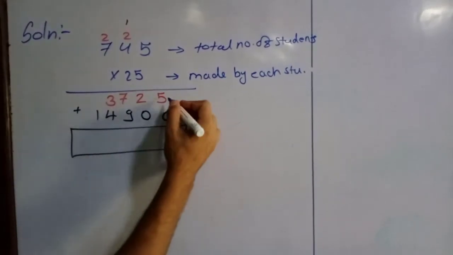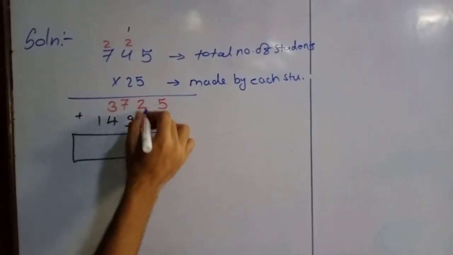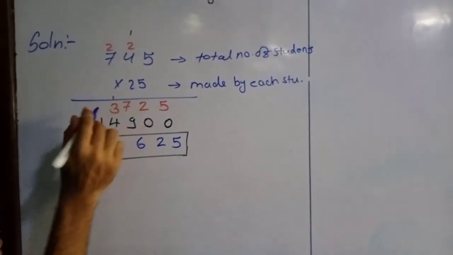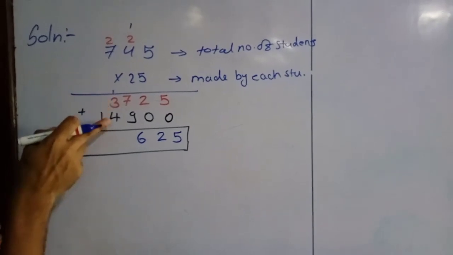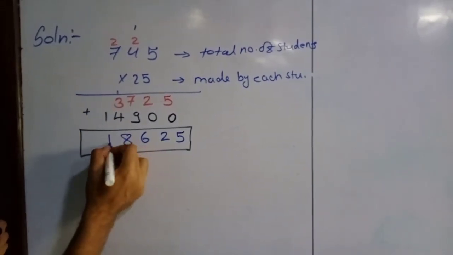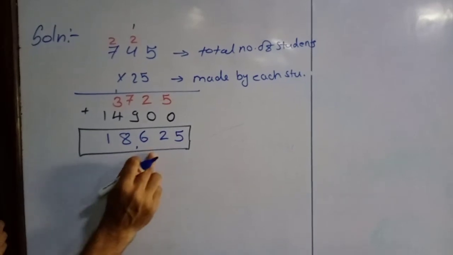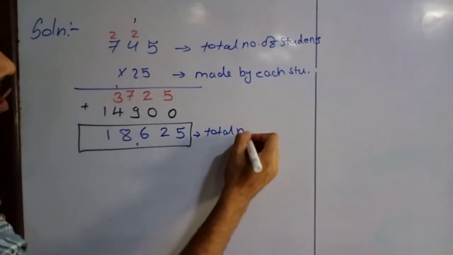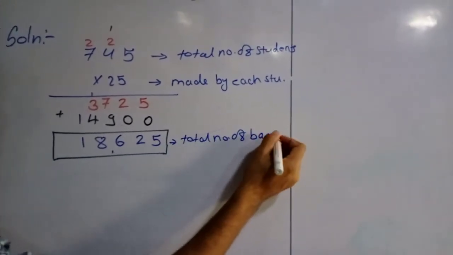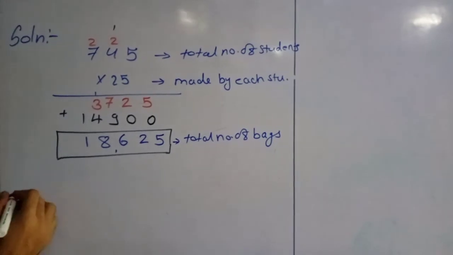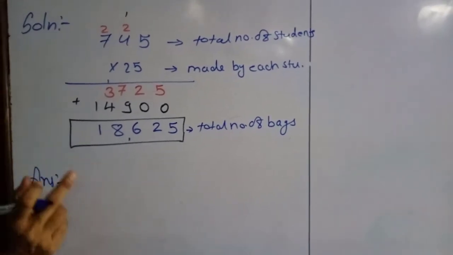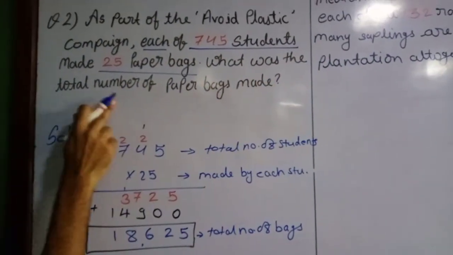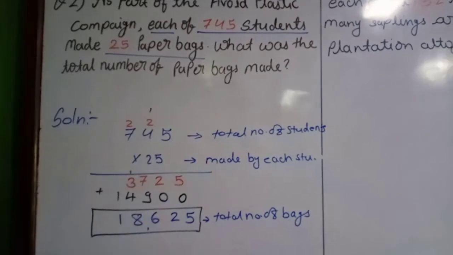You get 5 plus 0, 5, 2 plus 0, 2, 7 plus 9, 16, 1 carry, 1 plus 3, 4, 4 plus 4, 8 and 1. So 18,625. What is this? This is the total number of bags. Now we have to write the answer in the same way as what they are asking. They are asking what was the total number of paper bags made.